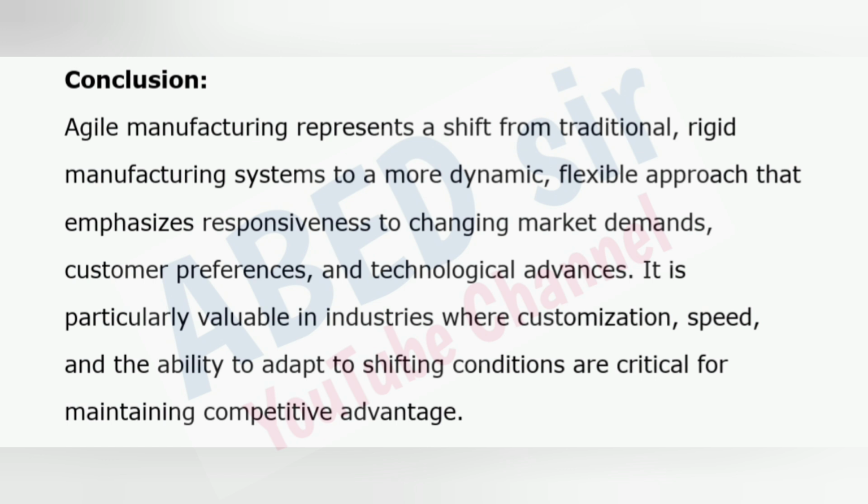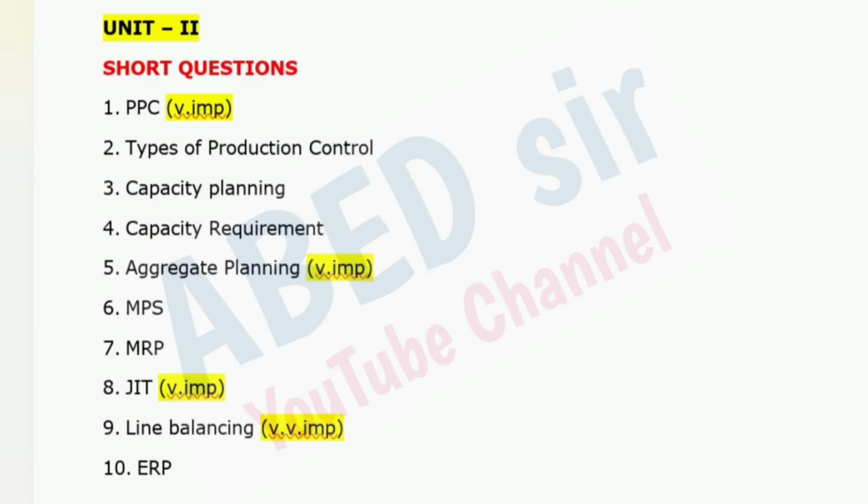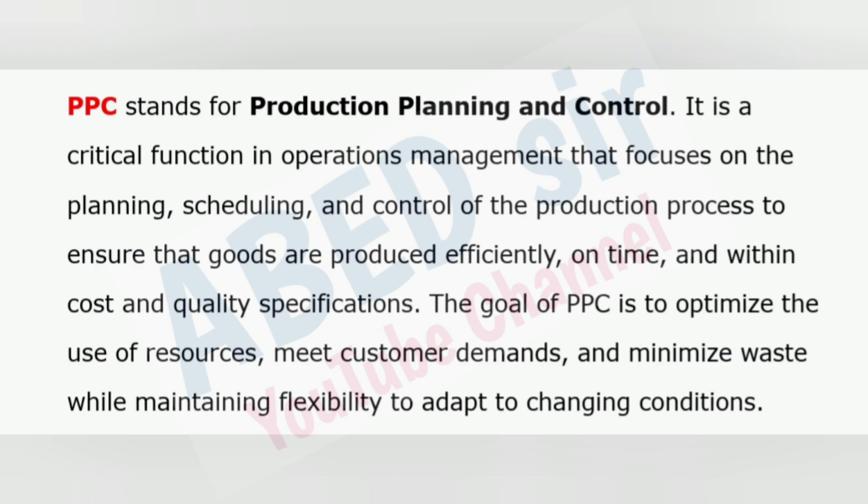Next important short question is: PPC stands for Production Planning and Control. It is a critical function in operations management that focuses on the planning, scheduling, and control of the production process to ensure that goods are produced efficiently, on time, and within cost and quality specifications. The goal of PPC is to optimize the use of resources, meet customer demands, and minimize waste while maintaining flexibility to adapt to changing conditions.